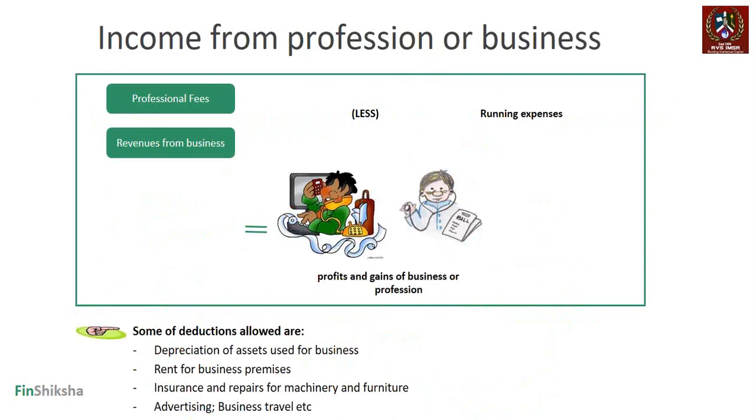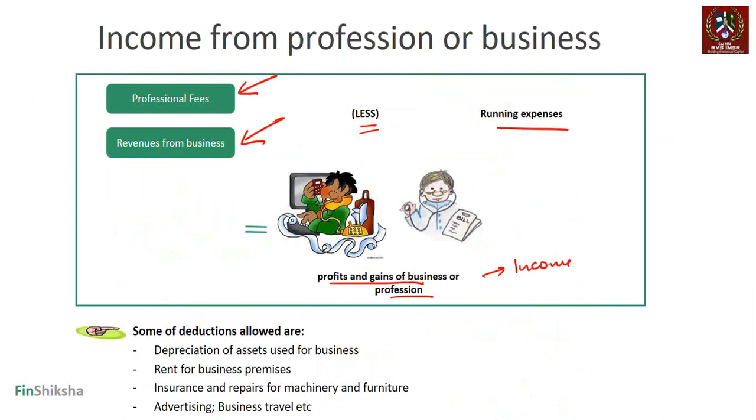Let's take one more kind of income that comes in, which will be the income from profession or business. If you're a doctor, if you're a lawyer, there is a professional fee that comes up, or there's a revenue from business that comes up, if you're a proprietor of a business. From this, you can subtract any kind of running expenses, and what is left is profits and gains, and this is treated as income. So on this, the entire slab will then work out.